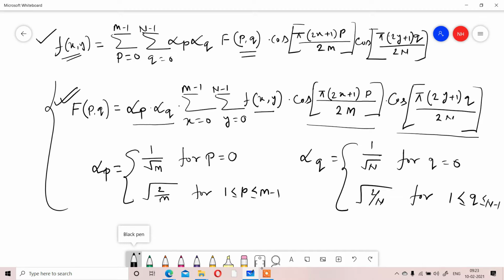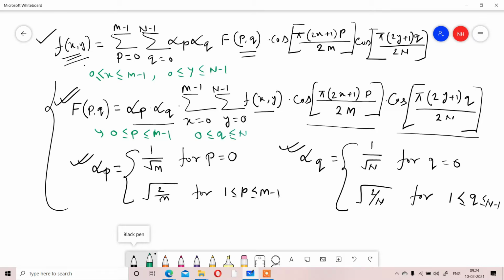So obviously the values of alpha p and alpha q will be the same. And here obviously x and y will vary. In that case x will vary from 0 to m minus 1, and y will vary from 0 to n minus 1, and for this case p and q will vary obviously p from 0 to m minus 1 and q also 0 to n minus 1.